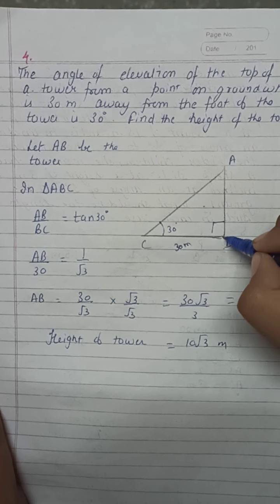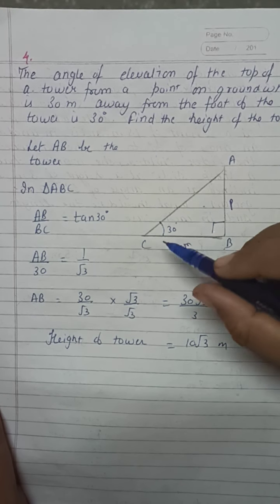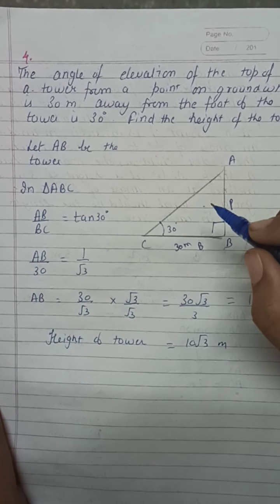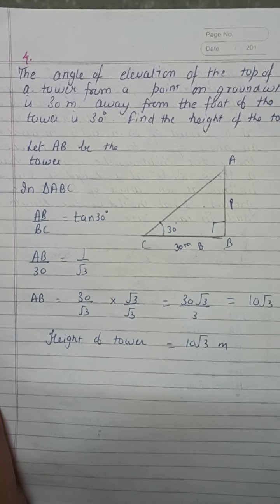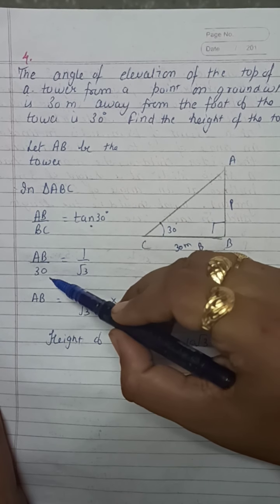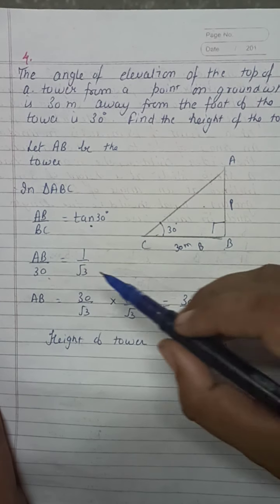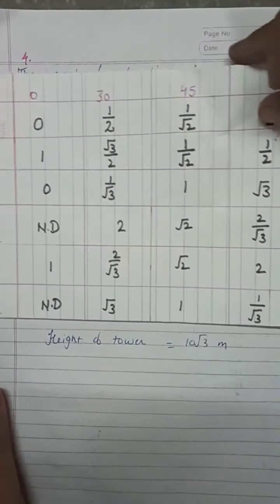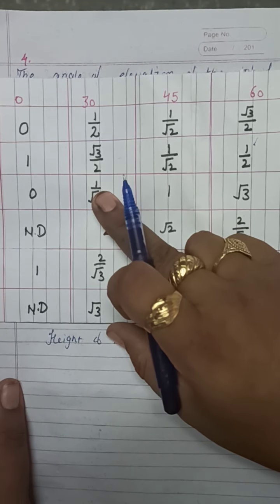We have to calculate AB, means perpendicular, and BC is given. So P upon B comes under the tan. So AB upon BC equal to tan 30. So AB upon 30, BC is given as 30. So AB upon 30 equals tan 30. Now comes the table. Tan 30 is 1 by root 3.